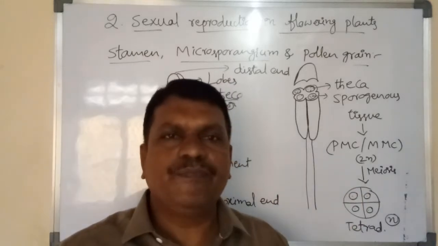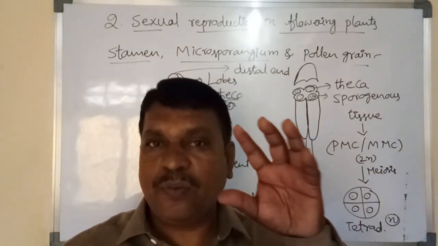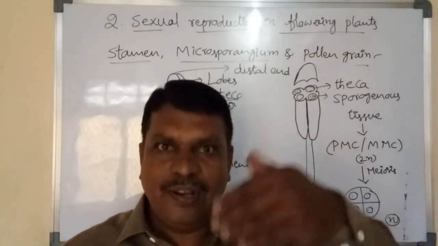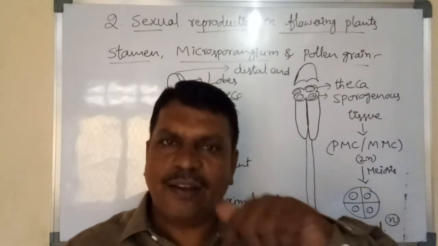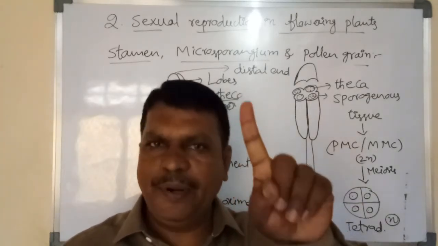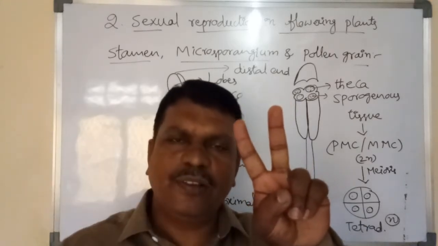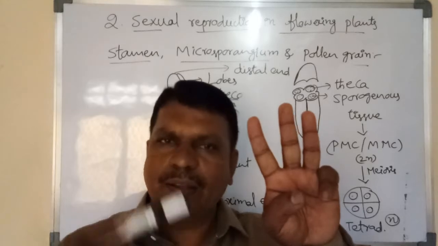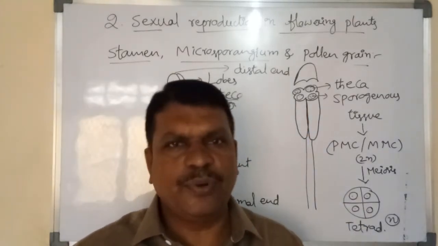In any direction, they may ask, because question paper setters prepare questions based on arrangement of layers, sequence of layers, outer to inner side or inner to outer side. So you must remember, outermost layer, epidermis. Below epidermis, endothecium. Below endothecium, middle layer. Below middle layers, tapetum. These four layers are important, right?